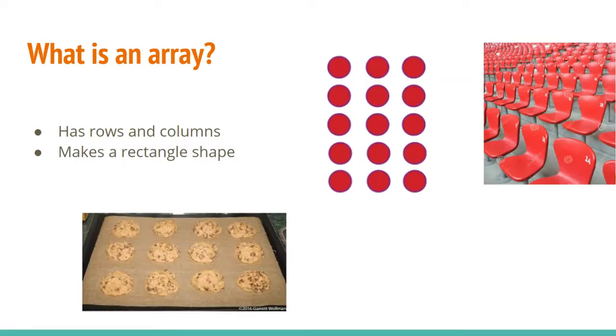An array has rows and columns. Rows go across, columns go up and down. An array also makes a rectangle shape.